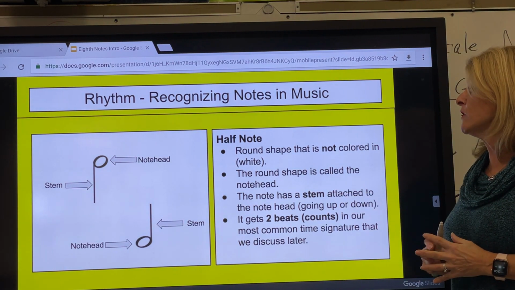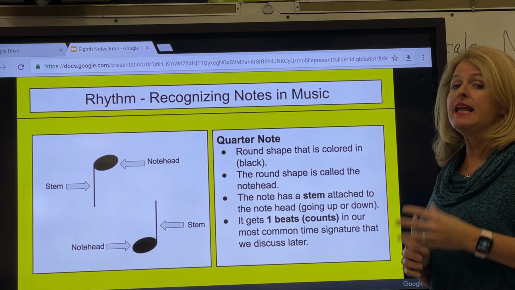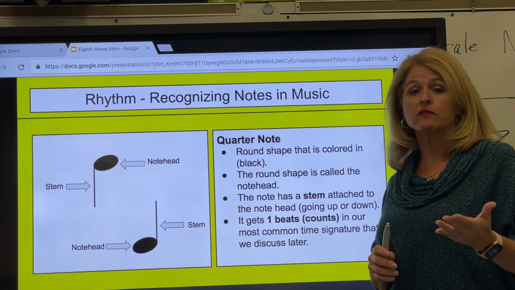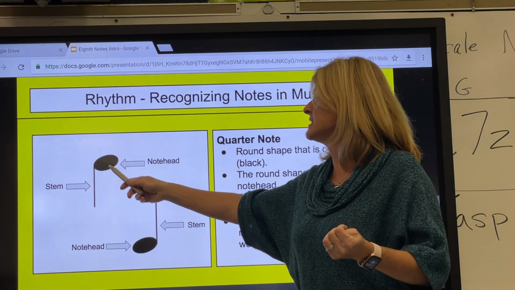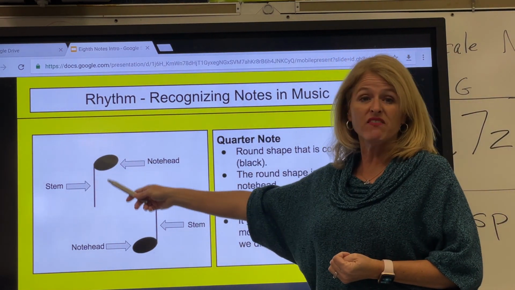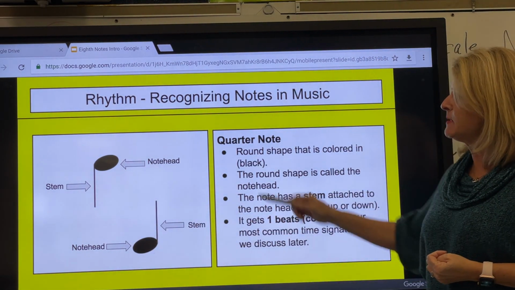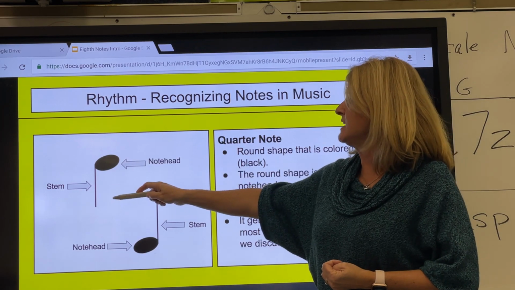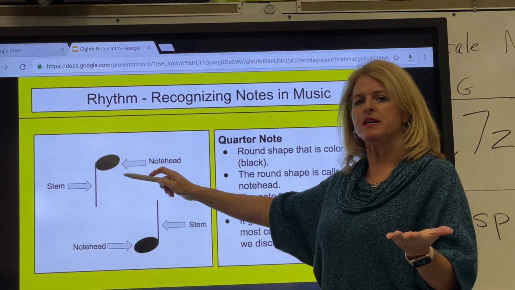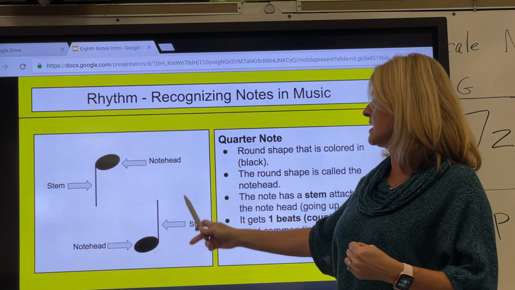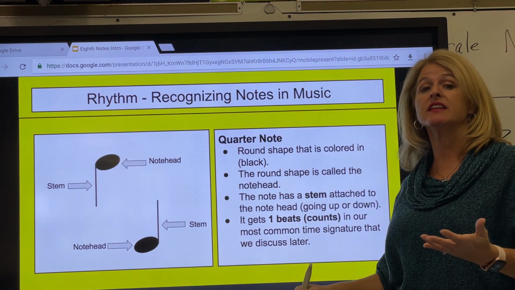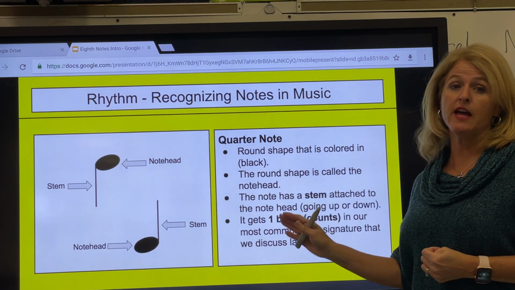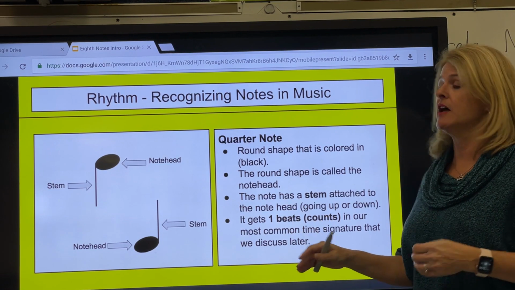And then we learned our quarter note. Now inside the note head, it is colored in. It is black inside the note head. It does have a stem attached. And notice the stem can face down or the stem can face up. When the stem is facing down, the note resembles the letter P, and when the stem goes up, the note resembles the letter D. Each quarter note gets 1 count of sound.